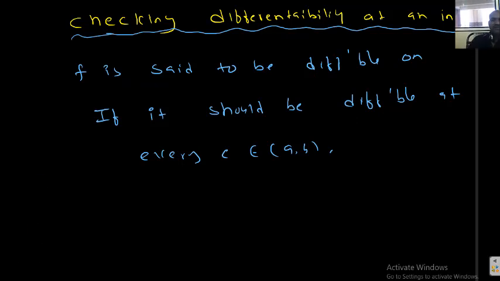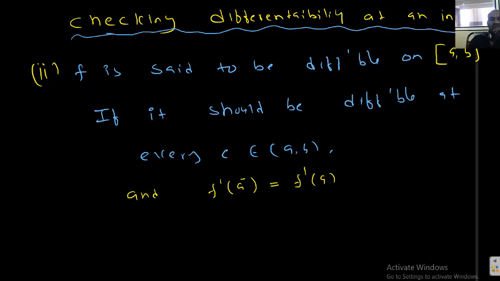Second one. f is said to be differentiable on the closed interval [a, b] if it is differentiable at every c belonging to (a, b), and f dash of a plus should be equal to f dash of a, and f dash of b minus should be equal to f dash of b.